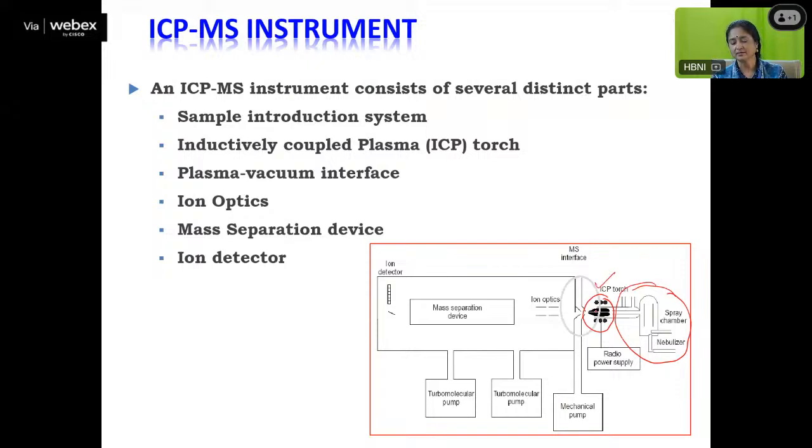From this, the ions need to be taken into the mass spectrometer, which is under high vacuum. So there must be an interface. This is a plasma vacuum interface. Then there will be ion optics, which guide your sample to the mass spectrometer. Finally, this is the mass separation device, and then this is the detector. So these are the various parts of an ICP-MS, whose block diagram is shown here. Let us see them one by one, elaborately.